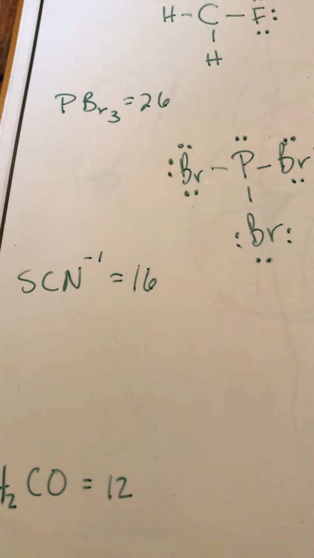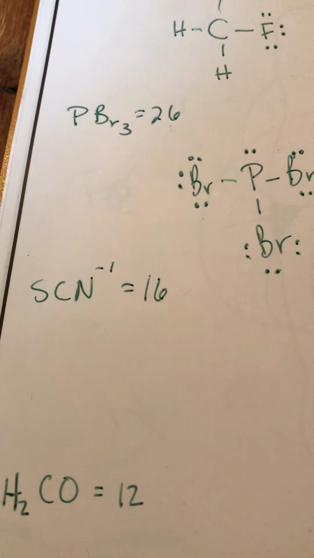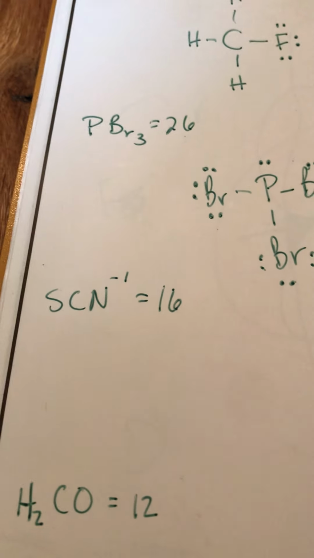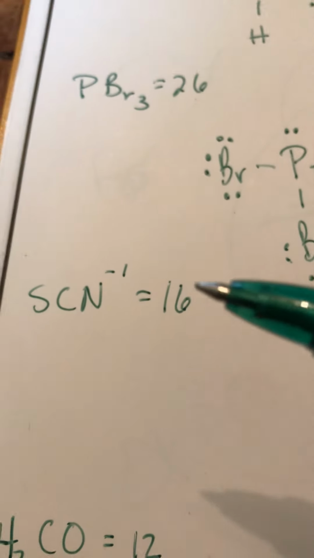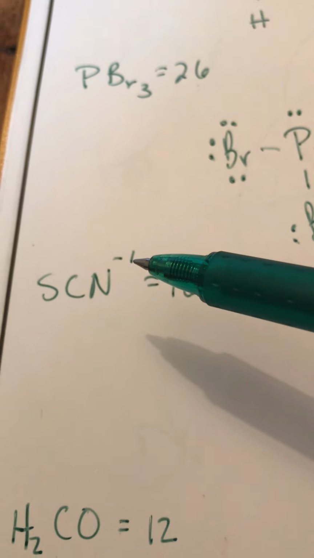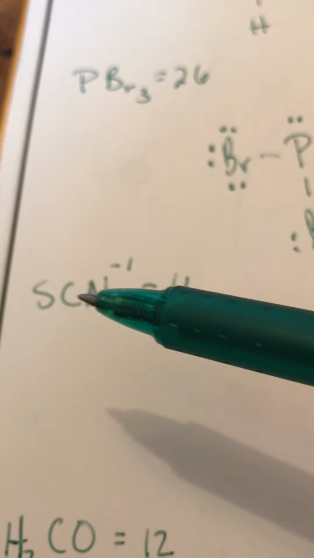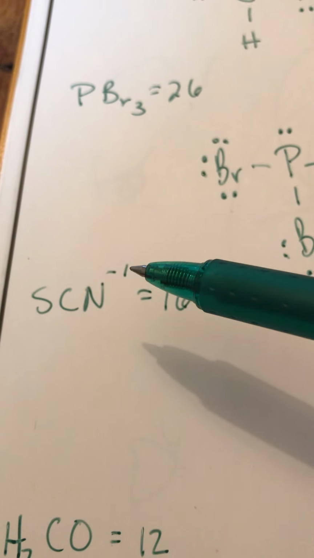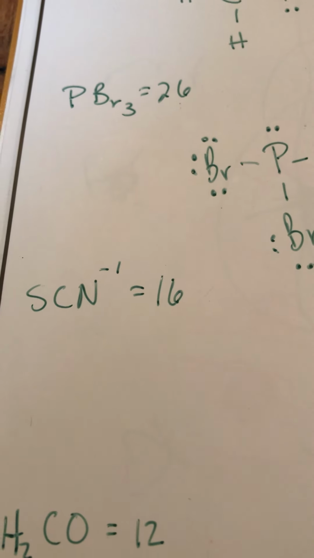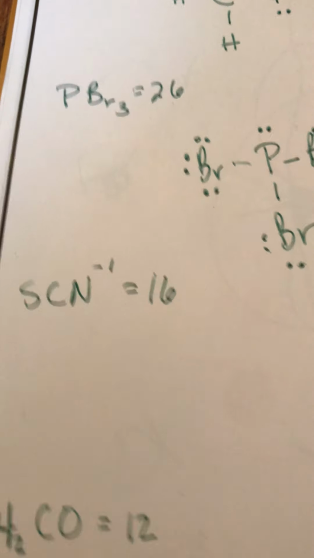For this guy, this one's a little trickier. I accept several things for this, but I'm going to show you how it's supposed to be drawn. Again, I did my totals, but you have to take into consideration that this has a charge of -1, so you've got to add 1 electron in. You've got 1 S, 1 C, 1 N, and then adding 1 extra electron brings us up to 16. If you somehow figure out that you have an odd number of electrons, you probably did something wrong.